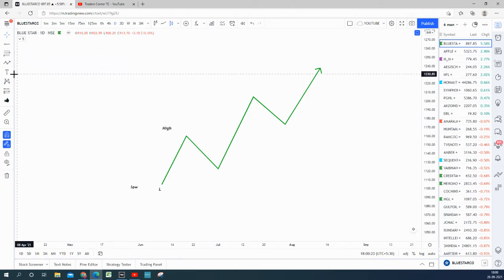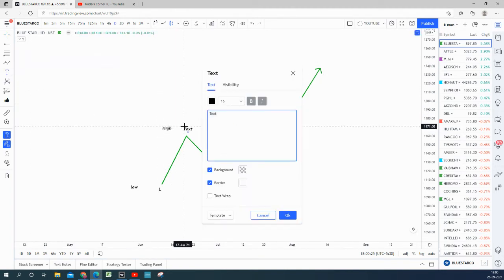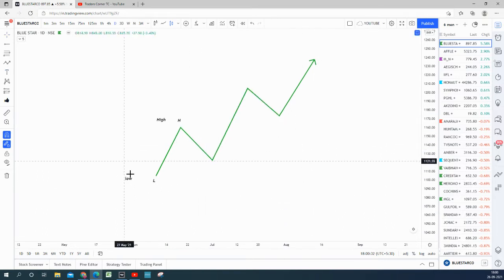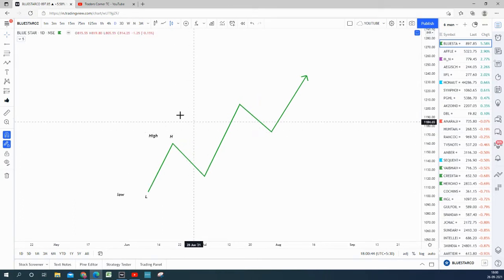For any basic, normal people, no logic or complicated things are required. The simple thing is, this is the lowest point, this is the lowest price. So this is the low, and price went up, and this is the maximum point it has reached. So this is the high.